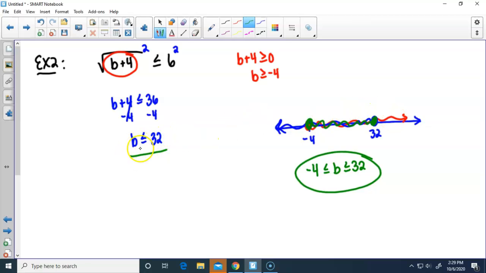Our answer here was anything less than 32, but of course we have to consider that domain, because if I plug in -10, -10 plus 4 is going to give me a -6 underneath that square root, which is imaginary, so it cannot be a solution. So we have to keep that domain in check whenever we do these problems. Not always, but typically you're more likely to see that there's an issue whenever you have a less than or equal to. Greater thans don't typically give you as much trouble. All right, let's do another problem.